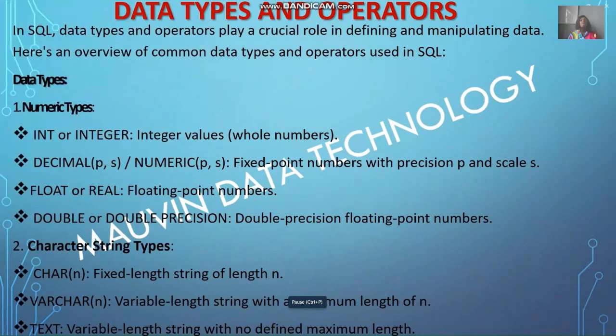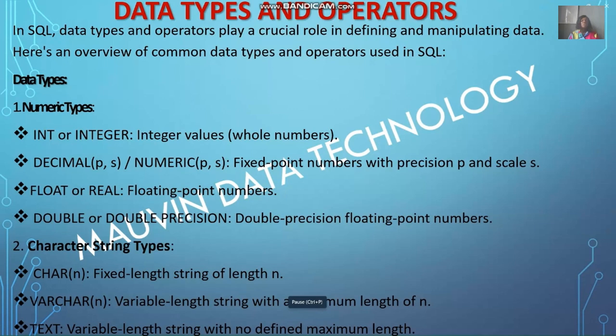Now let's move into data types. We have different types of data types. Data types play a crucial role in defining and manipulating our data. The first type of data we have is the numeric data type, which consists of integers, which are whole numbers. We have the decimals, examples of it, 2.5, 3.5. We have the float, we have double precision.